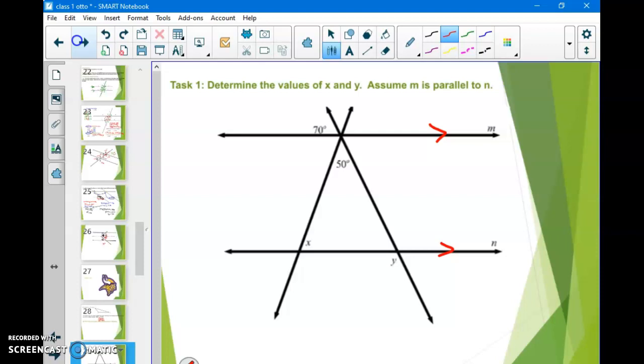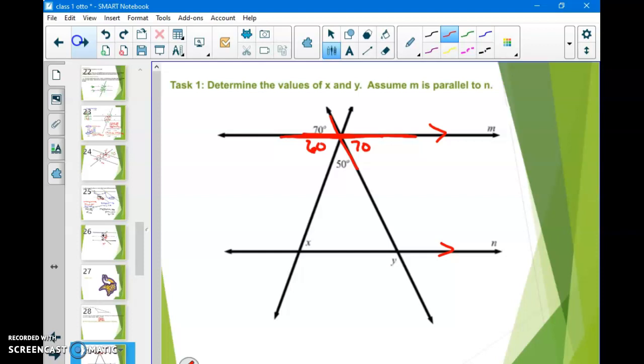And if they're parallel, we know that we can use all the alternate interior, alternate exterior, same side interior, same side exterior, all those things that we talked about back in the beginning of the chapter. We also know that we can use vertical angles, so if this line and this line cross each other, we know this is also 70 degrees. We know that this is a straight angle, and 70 and 50 makes 120, so that would have to be a 60-degree angle in there.